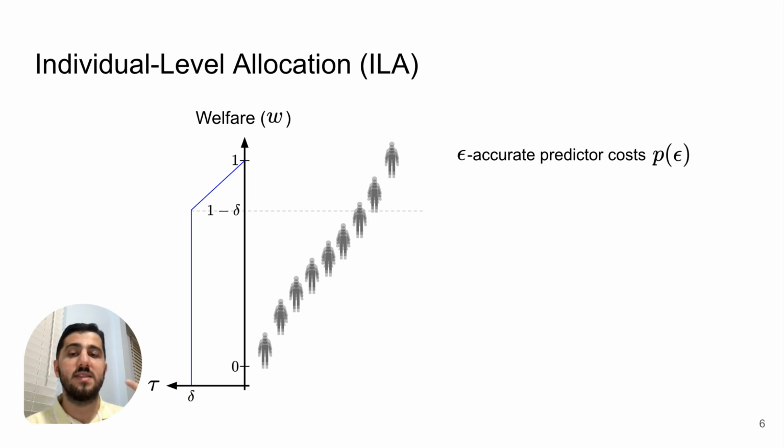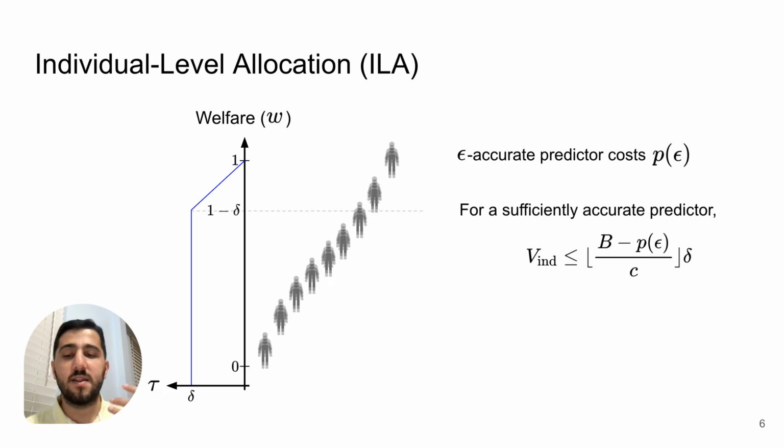The first one is individual level allocation. In this mechanism, we first obtain an epsilon accurate predictor that's going to cost a fixed cost of P of epsilon, and then we're going to allocate the rest of the budget for intervention. And ideally, that can be perfectly done. So that's the first mechanism, ILA.